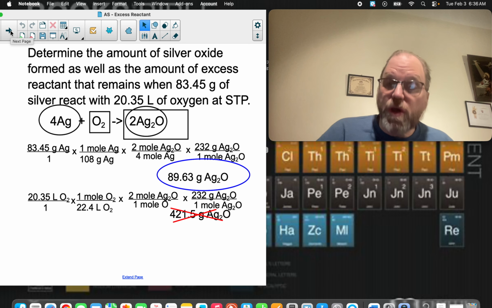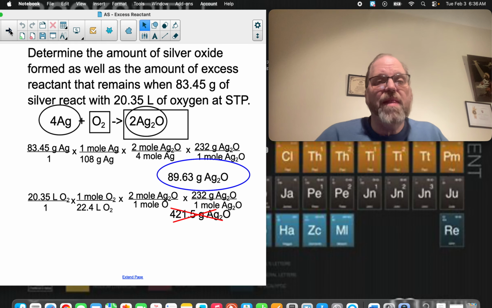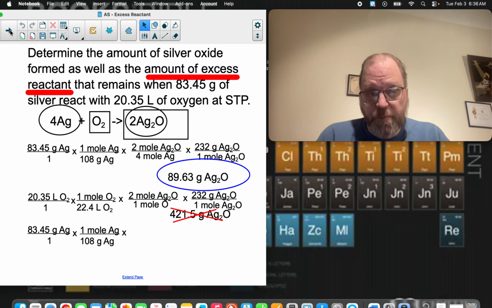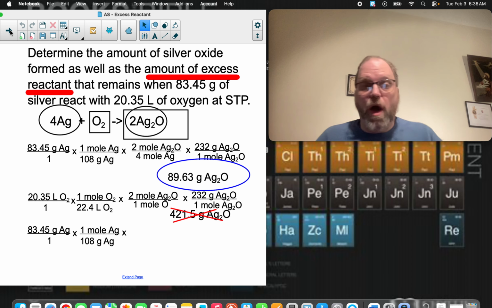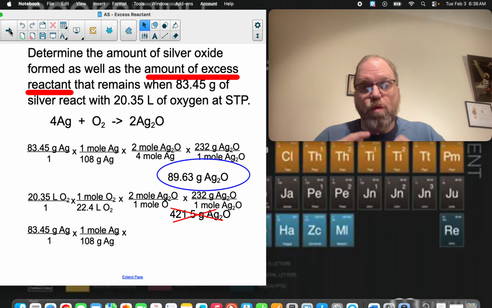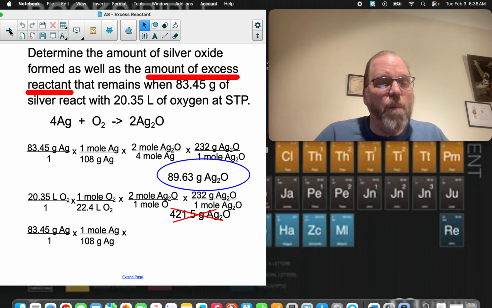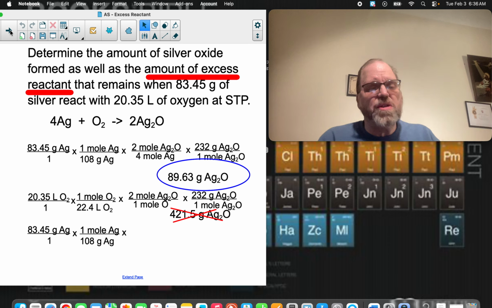So what we're going to do is take that silver and go to that oxygen to see how much oxygen was used up. So we're going to get rid of what we've looked at so far.